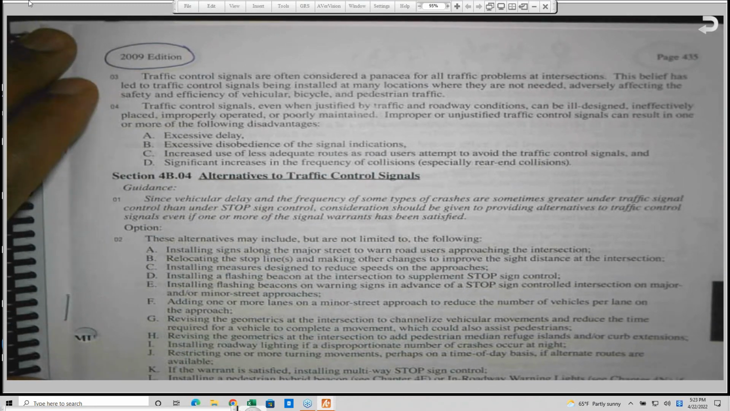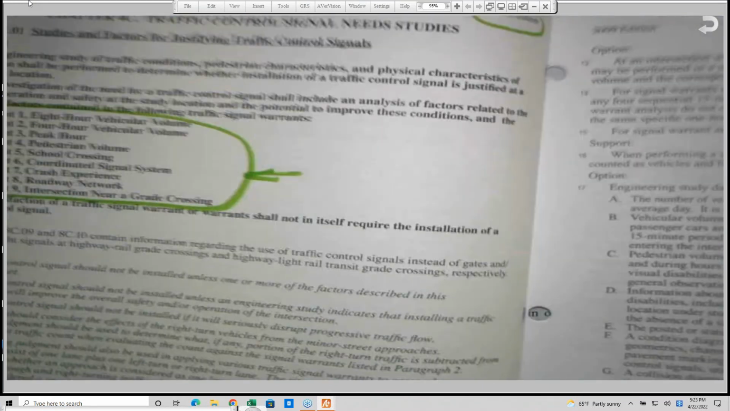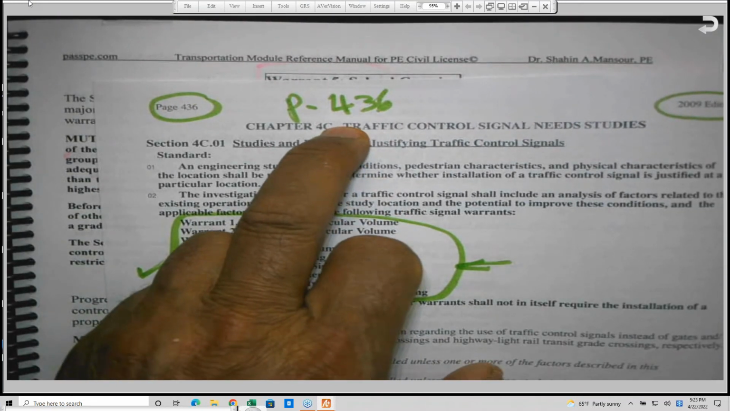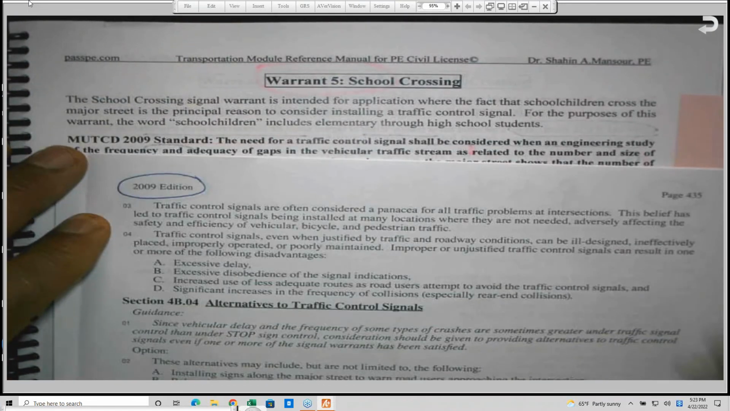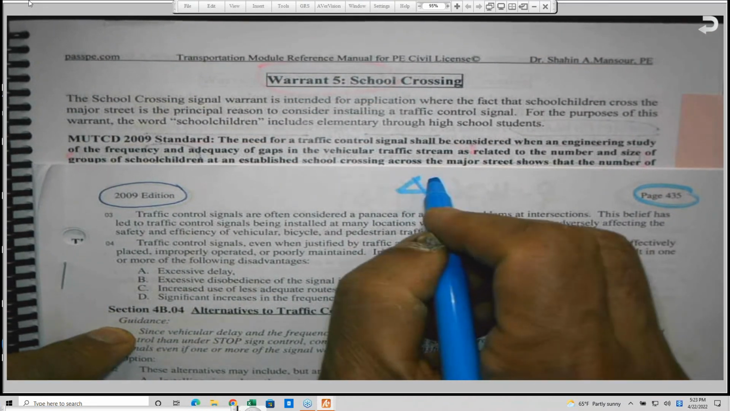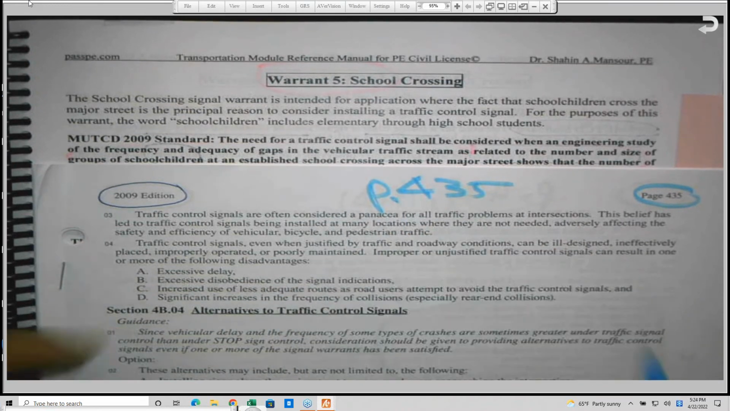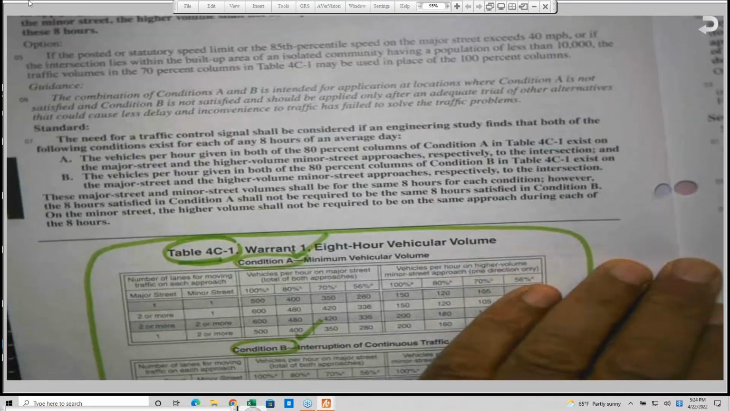Okay, and I'm talking about this one here. This is a handout. I scanned it and sent it to you, taken from when I started talking last time. I talked about page 436 of the MUTCD. This is a handout taken from the MUTCD Part 4, and it started here on page 435. Look at it. I hope that you have the original, but just in case. And I start by talking about this.